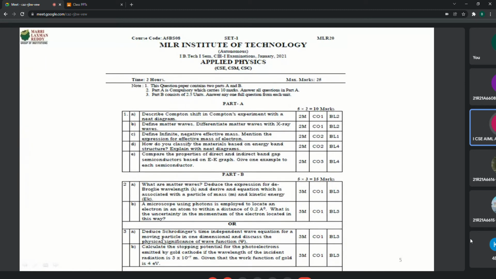Compulsory. Now, deduce Schrodinger's time-independent wave equation for a moving particle in one dimension and discuss the physical significance of the wave function, under the long answer question. You have to derive the expression and write about the physical significance. Think that a long answer question carries 12 marks in the final exam. Out of 70 marks, you are going to get 12 marks by writing the answer to that question.